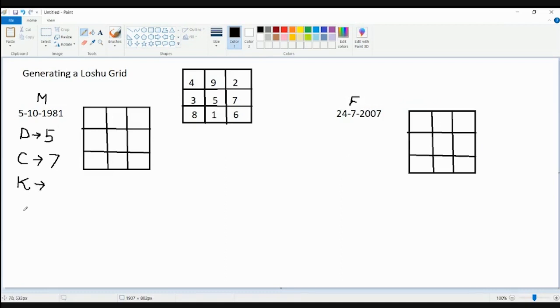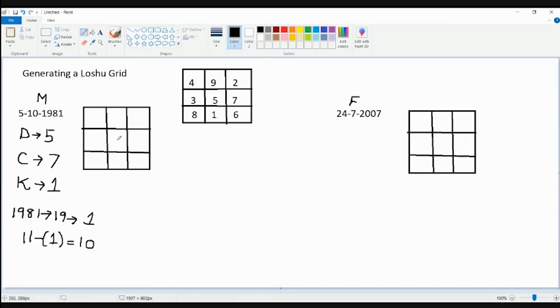For the male chart, first you have to reduce the year of birth to single digit. The year of birth is 1981. When you reduce it to single digit, it gives 1, because 1 plus 9 is 10, 10 plus 8 is 18, 18 plus 1 is 19. Now 19 again, 1 plus 9 gives 10, so this comes out to be 1. For male, you have to do 11 minus the number we have obtained by reducing the year of birth to single digit. So this comes out to be 10. Now again reduce it to single digit, it comes out to be 1. So now you are ready with all the numbers which are to be placed in the Loshu grid.